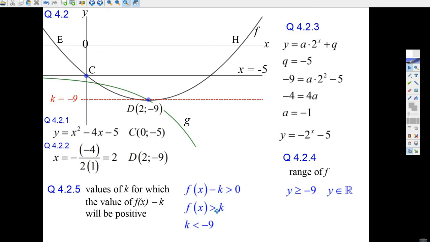So I went right to the place. F of x is greater than what number? Well, I went to this line, minus 9, right there, and I got my answer. I think the answer is k is less than minus 9. Well, I hope it's right. I think it seems right to me anyways. Okay.